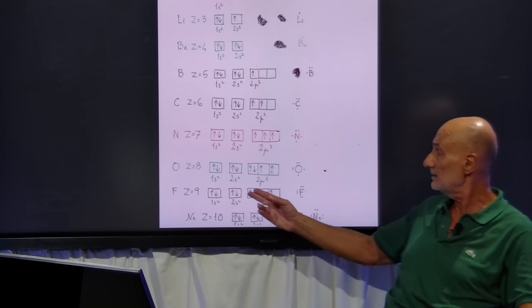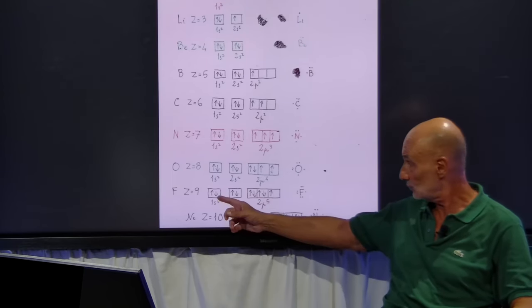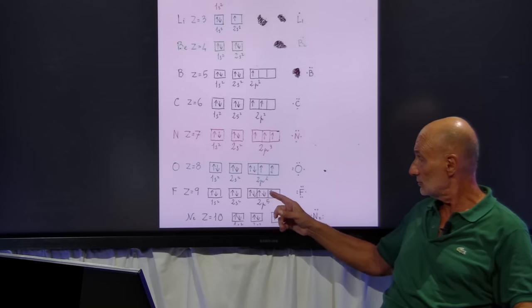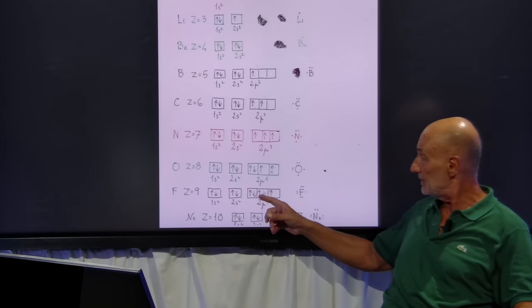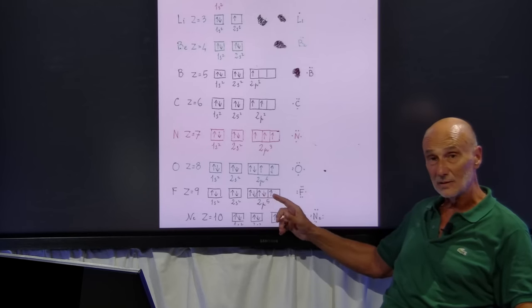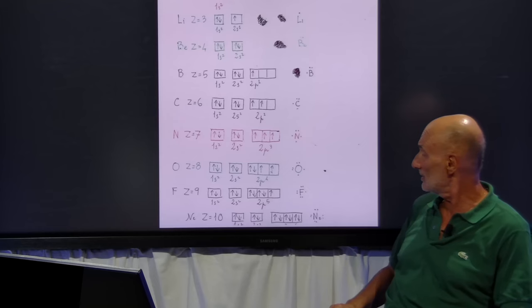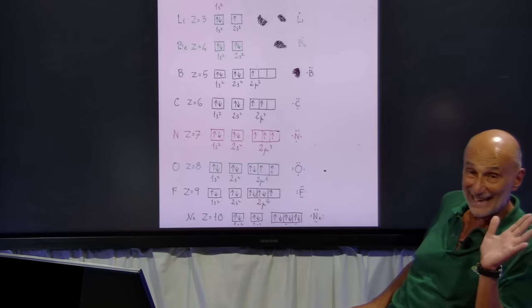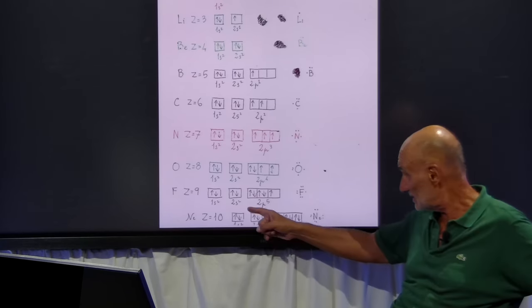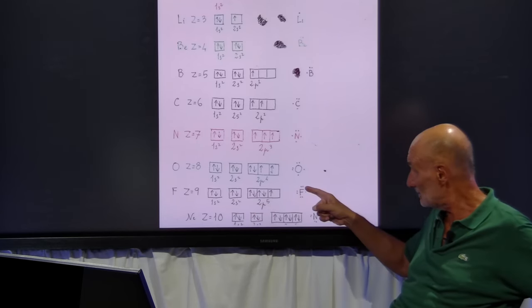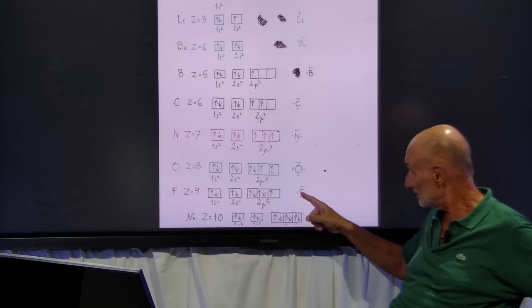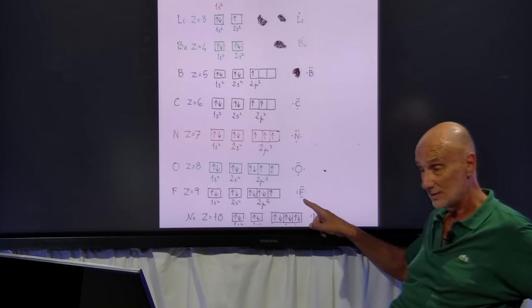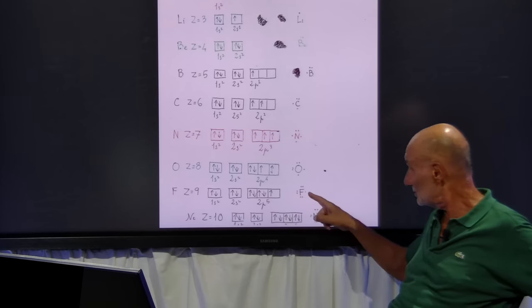So the electronic structure will be this one: 1s1, 1s2, 2 electrons. 2s1, 2s2, 4 electrons. 2p1, 2p2, 2p3, 7 electrons. 2px, 2py, 9 electrons. Okay? The electronic symbol of fluorine must denote that fluorine has 7 electrons in its outer shell. Look at this. 2 electrons in the 2s are this one. 2 electrons in the 2px, this one. 2 electrons in the 2py are this one. 1 electron in 2pz, this one. Okay?